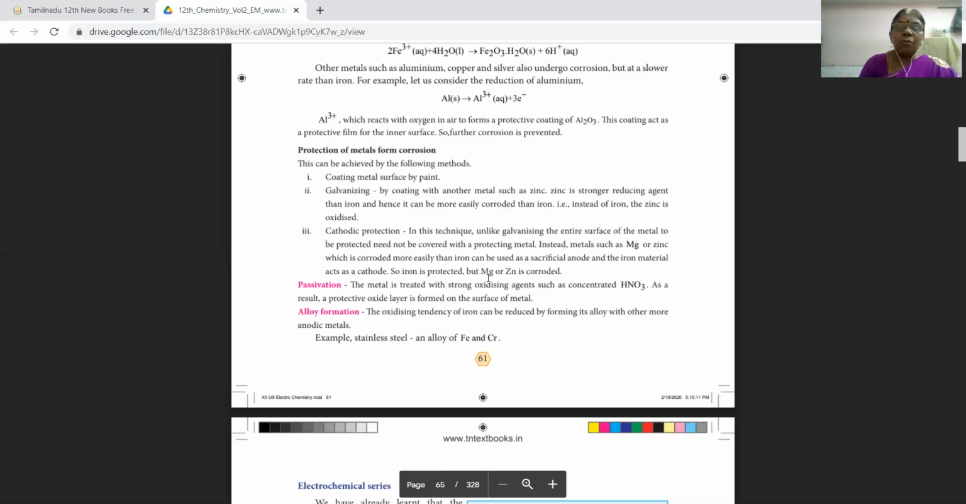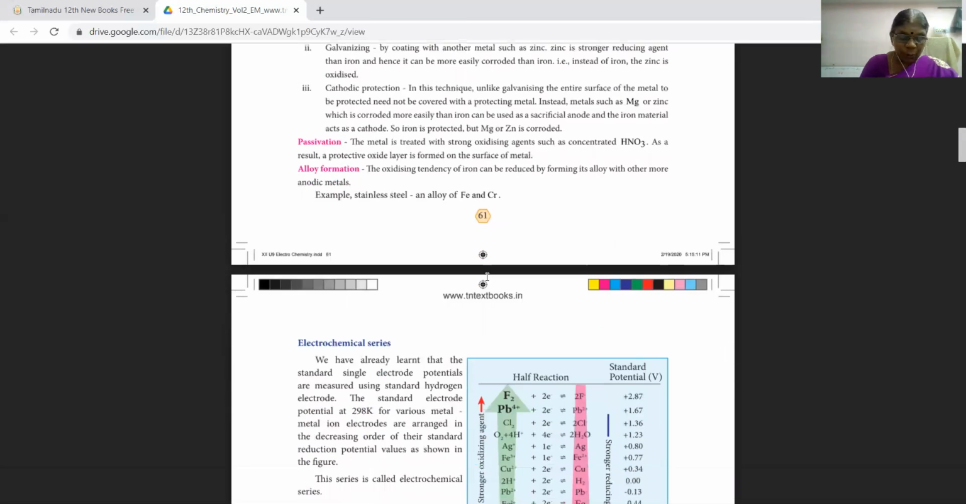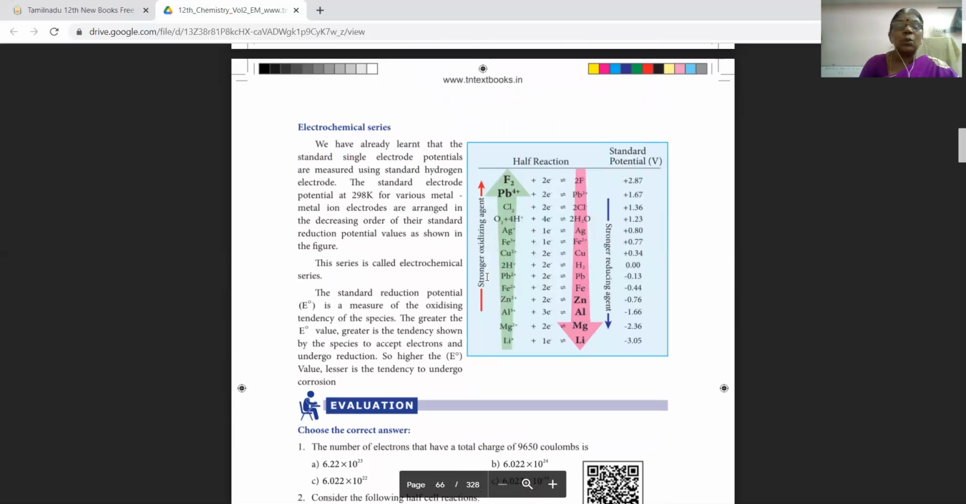Next is alloy formation. An alloy is a combination of two or more metals, or metals and non-metals. The oxidizing tendency of iron can be reduced by forming its alloy with another more anodic metal. So the iron is combined with another metal which is more anodic. For example, stainless steel, that is an alloy of iron and chromium. So iron is added with chromium, which means we can restrict or prevent the corrosion.